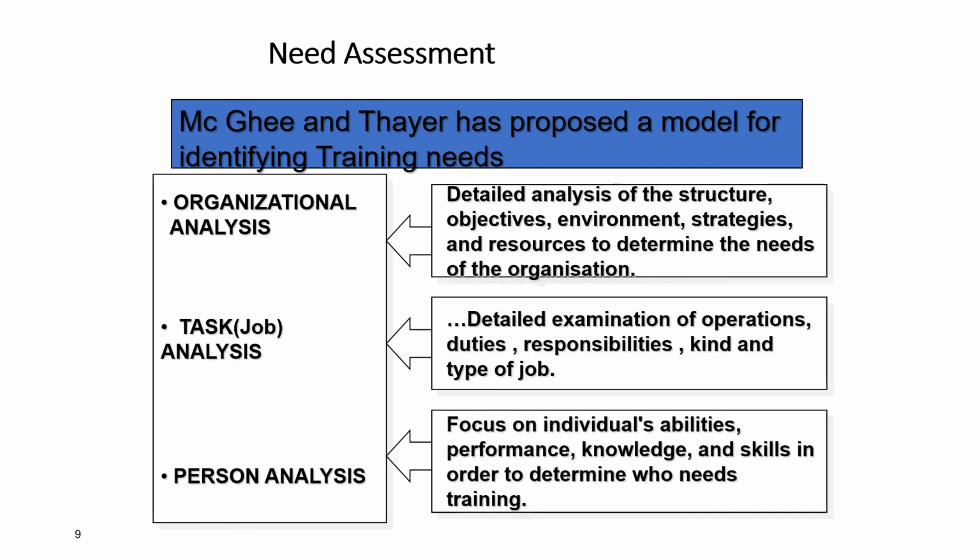The detailed analysis of the structure, objectives, environment, strategies, and resources to determine the need of the organization is called organizational analysis. A detailed examination of the operations, duties, responsibilities, and kind and type of job is called job analysis. Focus on individuals' abilities, performance, knowledge, and skills in order to determine who needs the training is person analysis. Therefore, when you analyze the organization, the job, and the person as a whole, then there arise the training needs.